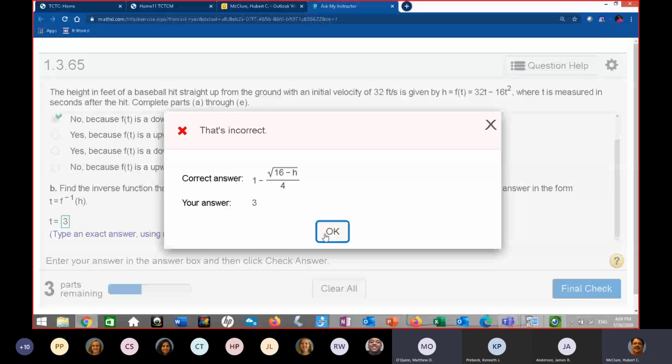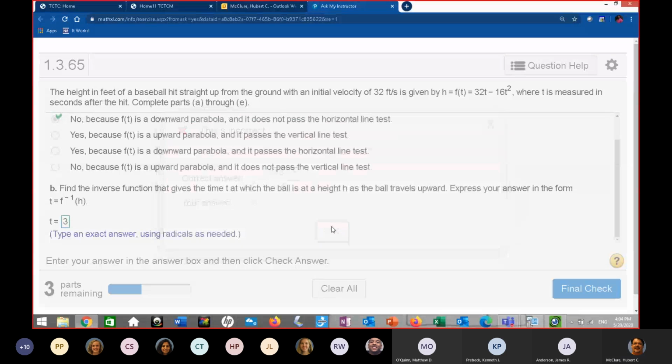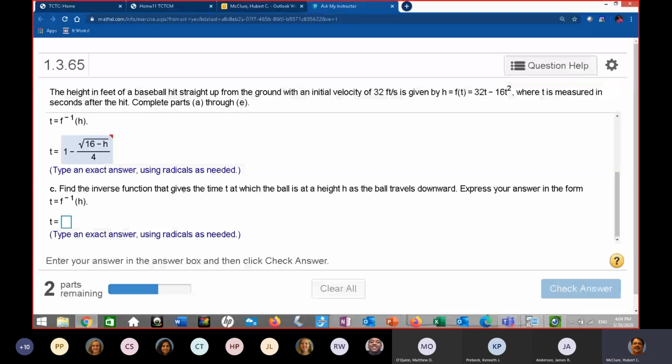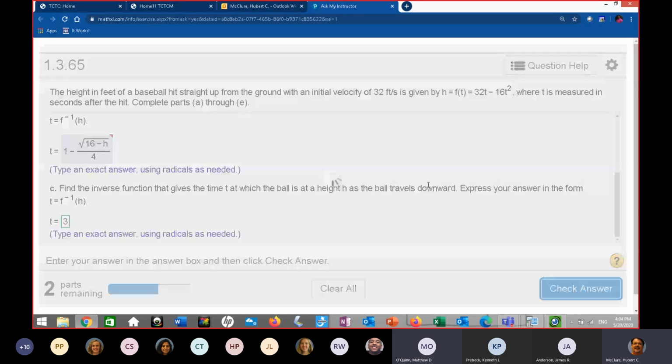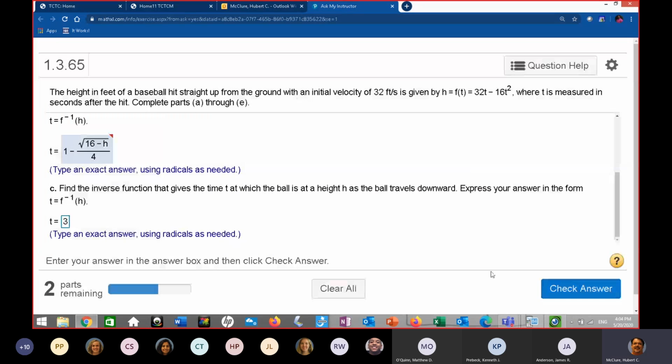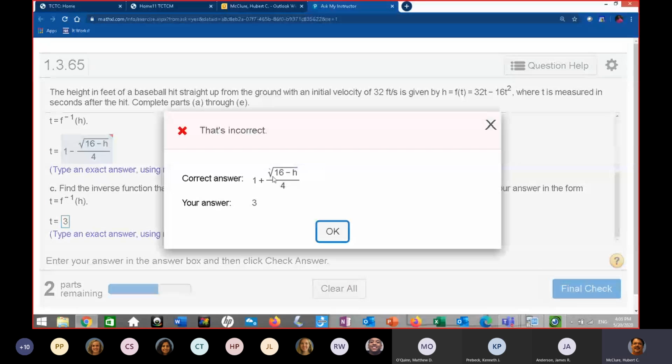Now, what's the difference in this side and the yellow side? What's this going to be right here? It's going to be a plus. Do you see why this is not a good test question? This is not a good test question. Okay, so now I'm going to take this. Can I copy this? Of course not. And it's going to be 1 plus the square root of 16 minus h over 4. Ms. Patel, are you there? You starting to see that all they did is complete the square?